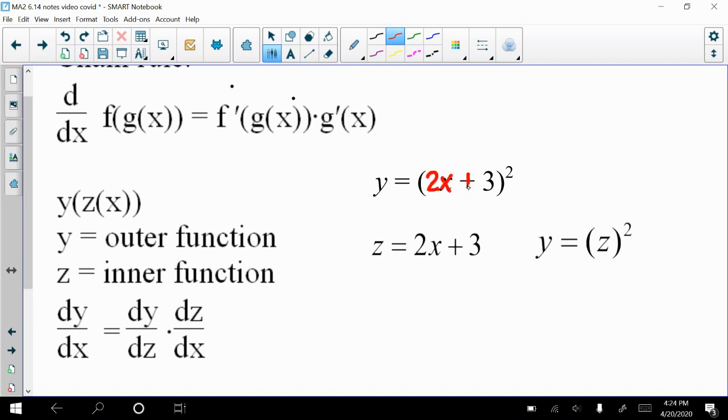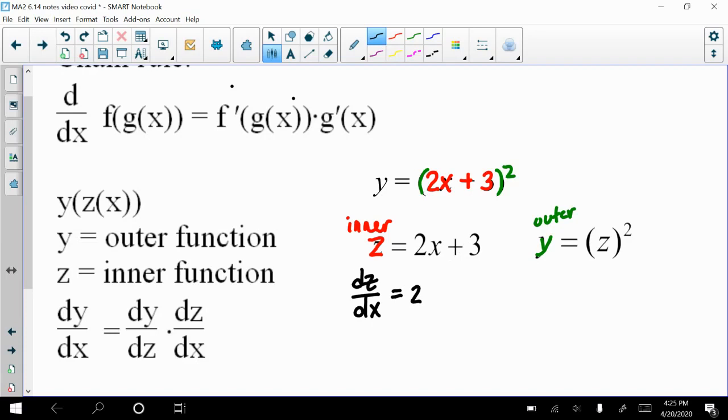Inside of the parentheses being squared, that's z. Z is inside. It's the inner function. And y is the outside function. Okay, so here's y. That's the outer function. All right, so dz dx, right? Z is a function in terms of x. So if we found dz dx, or in other words, the inside derivative, we would get the derivative of 2x, which is 2, plus the derivative of 3, which is 0.